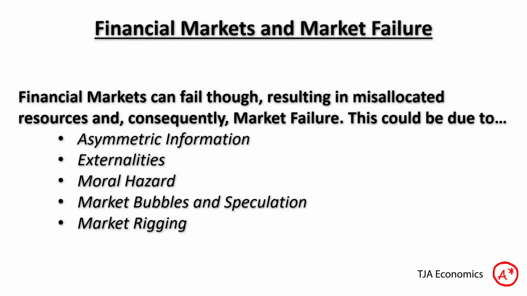Because of those 5 factors we looked at, sometimes allocated resources don't work in financial markets. Asymmetric information, externalities, moral hazard, bubble speculation and market rigging. These are just 5 ways in which financial markets may not work properly, and therefore we may misallocate resources.